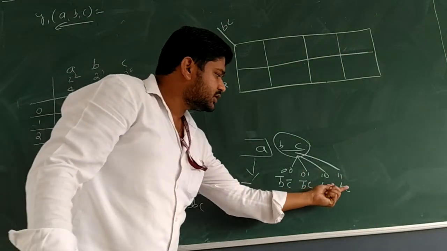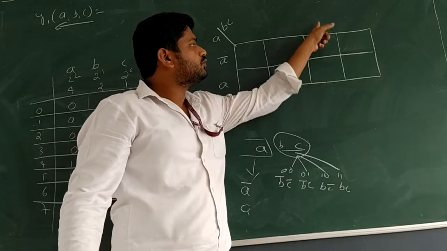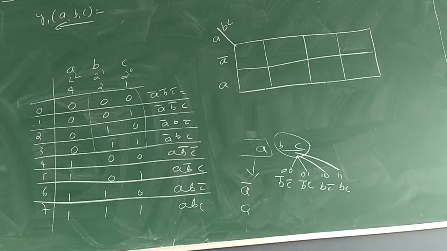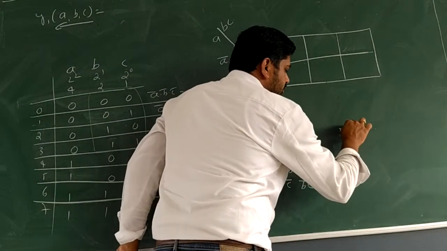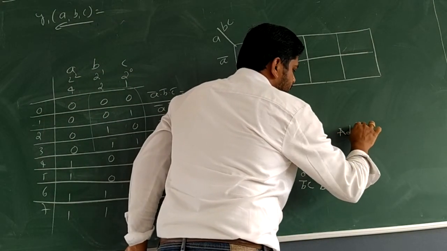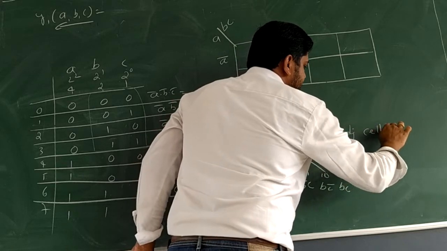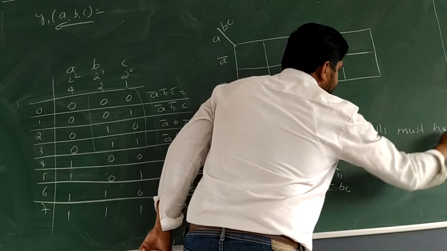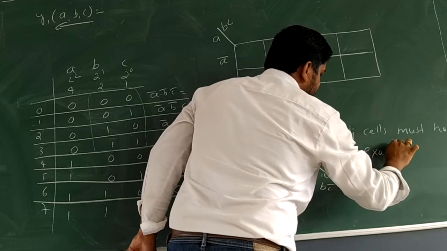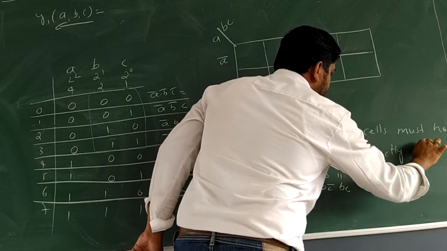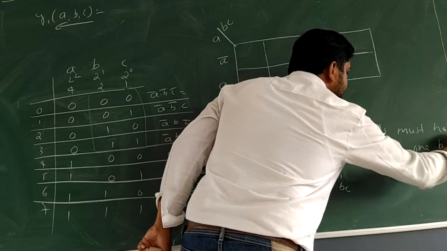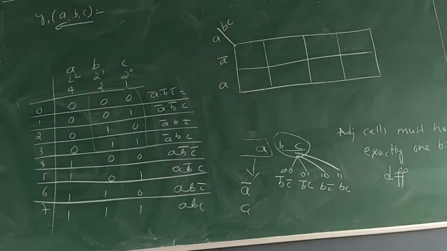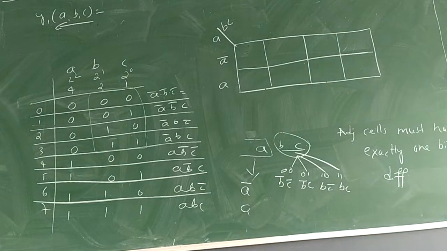Now take individual terms and assign them to the full column, taking care of one condition: adjacent cells must have exactly 1 bit difference. So like that we have to allocate.